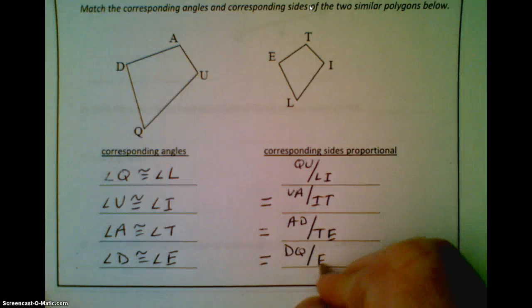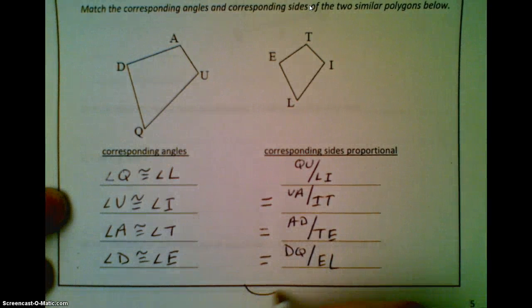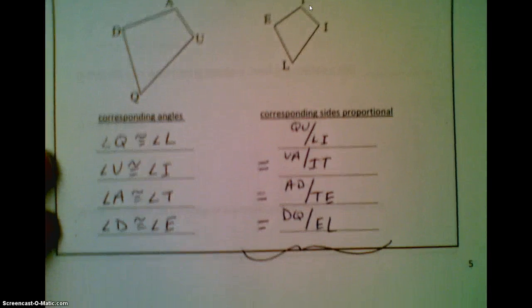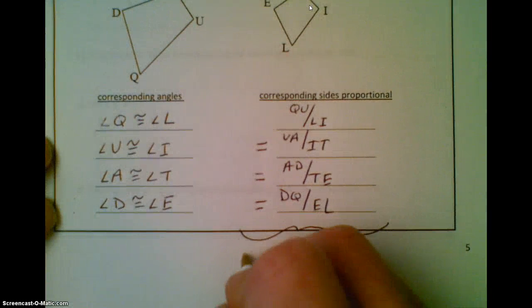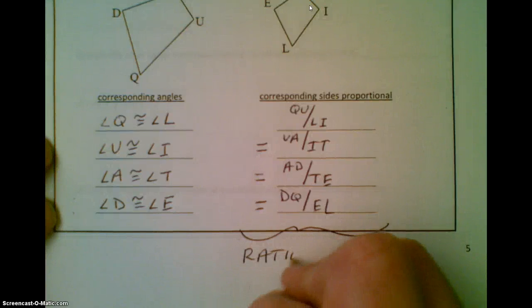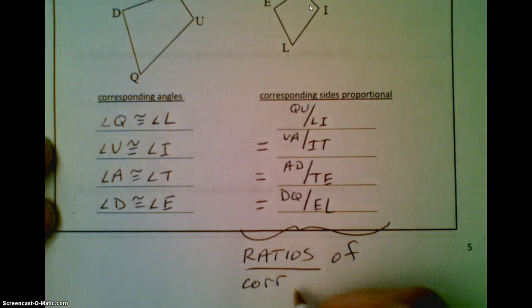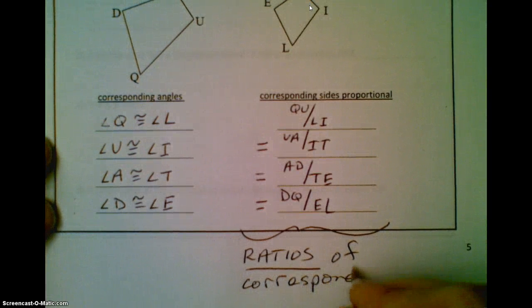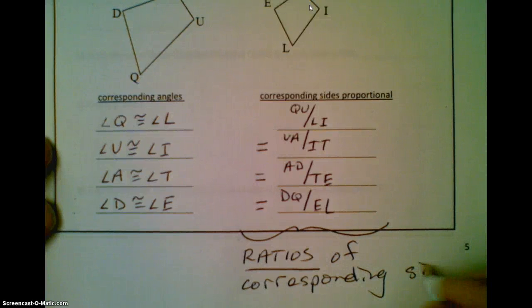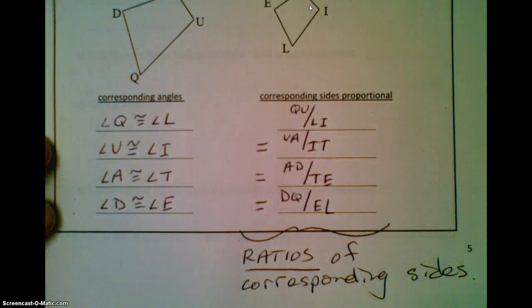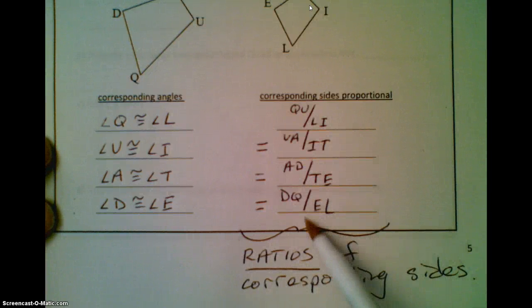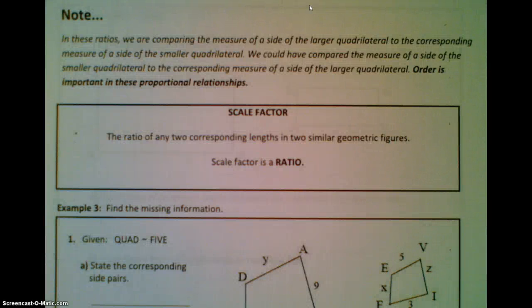and EL. Alright, so keep in mind here that these are ratios of corresponding sides. And remember, when we talked about corresponding sides, those are the ones that match up with each other, and the ratios of the corresponding sides, we can see that they're all going to be equal to each other. Alright, moving on to the next page.